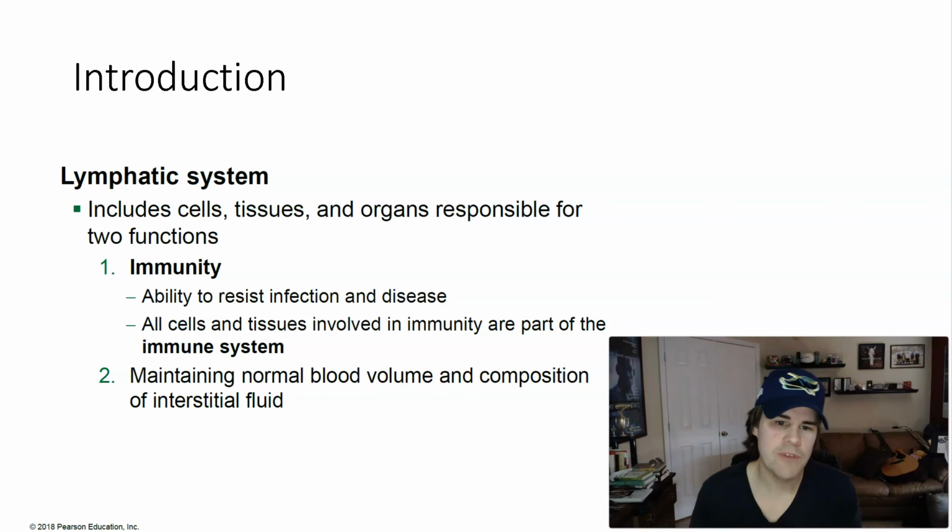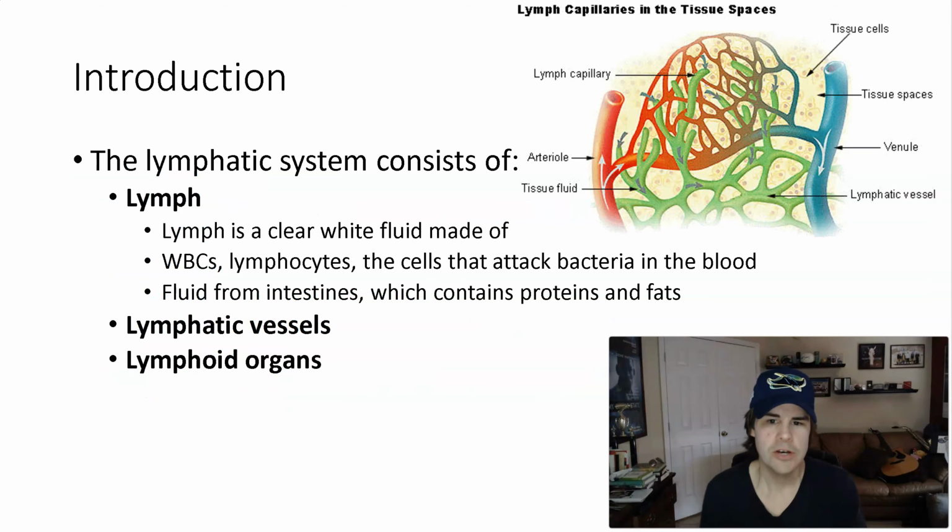Not only does the lymphatic system do that, it also maintains normal blood volume and composition of interstitial fluid. The lymphatic system really consists of three main components: lymph, lymphatic vessels, and lymphoid organs. Lymph is an interesting word, but it's actually a clear white fluid made of white blood cells, leukocytes, the cells that attack bacteria in the blood, and fluid from the intestines.